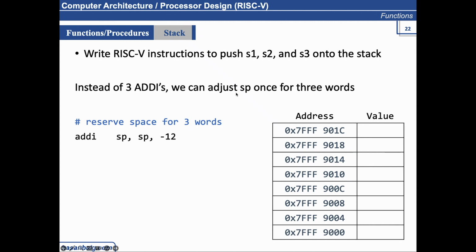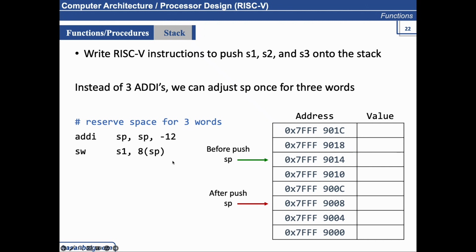Suppose the SP was pointing to this location. After executing this instruction, the stack pointer is updated and will be pointing to this location. Initially it was 14, reduced by -4, -8 and -12. Now this is the new stack pointer. Now you can push the values with the help of SW. We are pushing S1 into 8(SP).